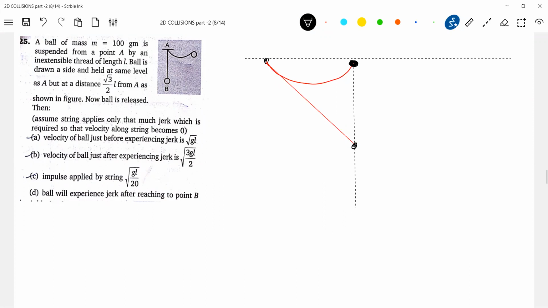Now what happened? The string will be jerked. He's asking the ball will experience a jerk impulse, the velocity of the ball. Okay, this much is needed. Let's come to this. What is this distance? This is root 3 L by 2, and this is L. So can we get this theta? Cos theta is equal to root 3 by 2, so theta is 30 degrees.